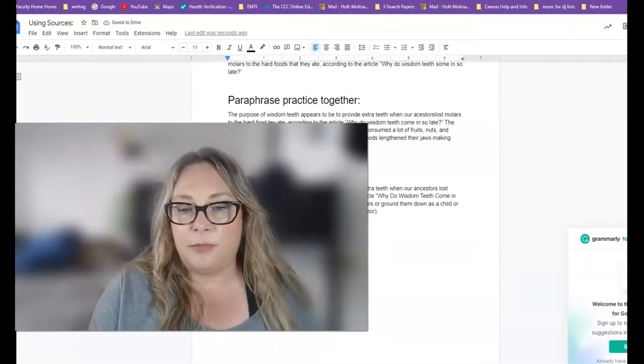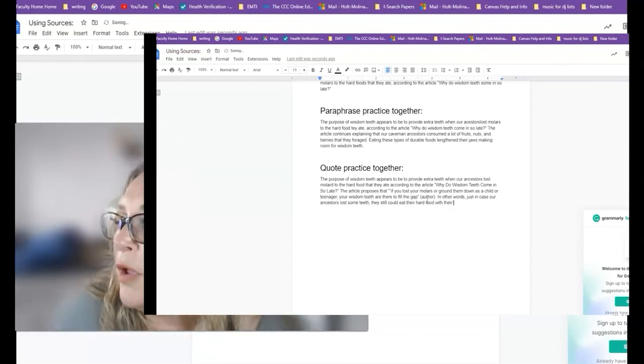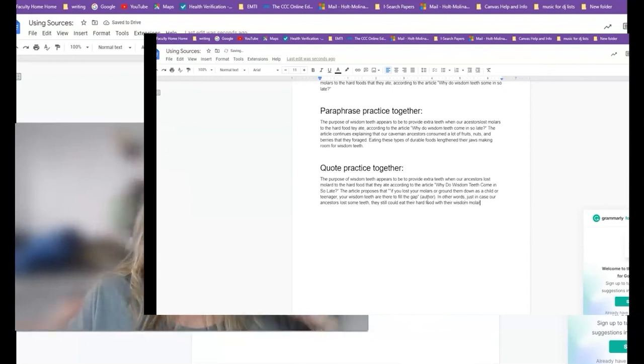And now I'm going to go ahead and explain it. Let's say, in other words, let's see, what is it really saying? Just in case our ancestors lost some teeth, they still could eat their hard food with their wisdom molars and continue to survive. And there's my quote right in there, and it's explained and it's also set up so everything flows really nicely.